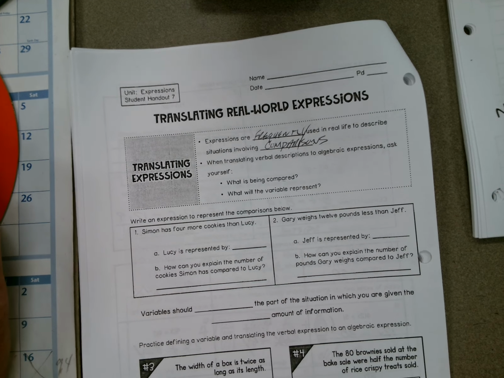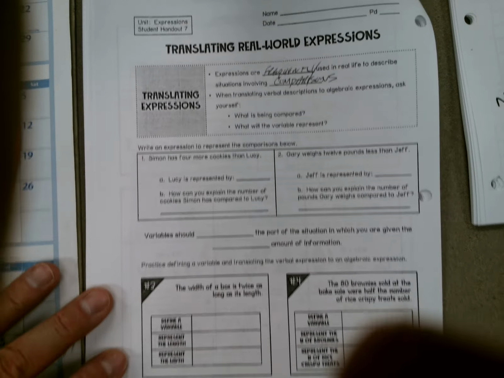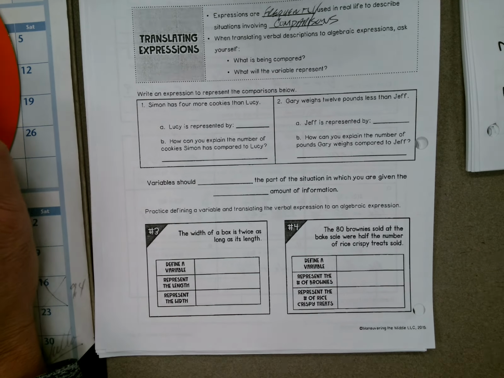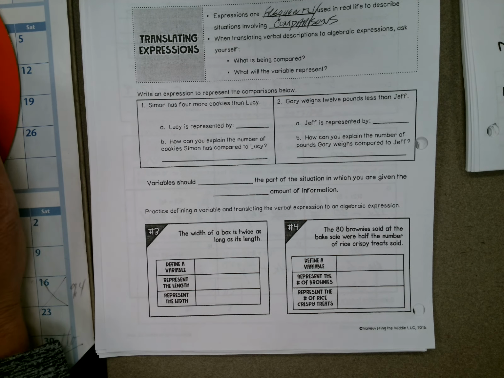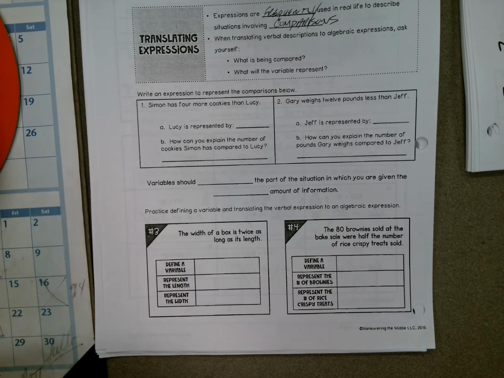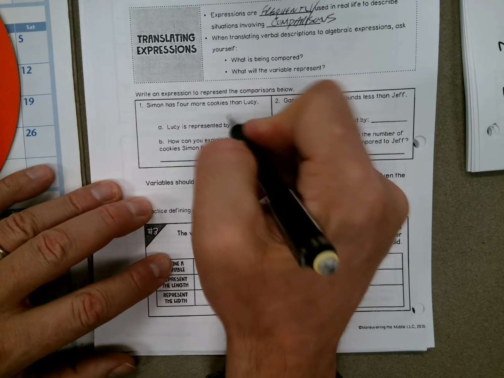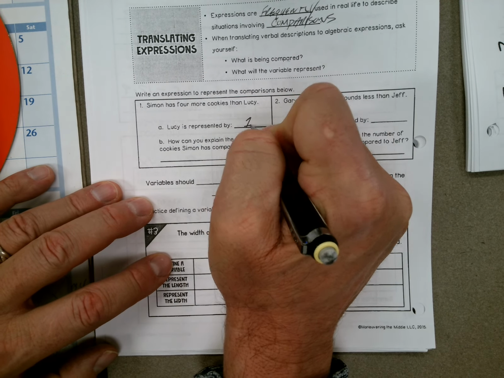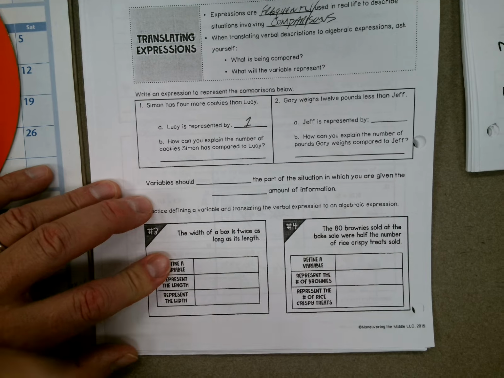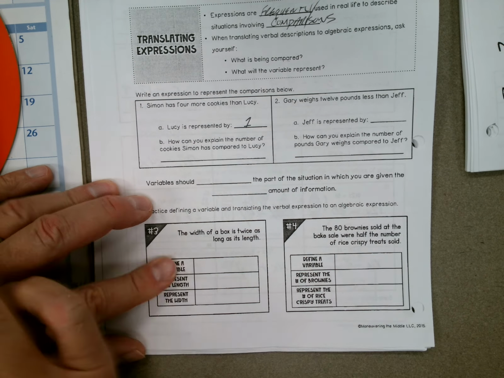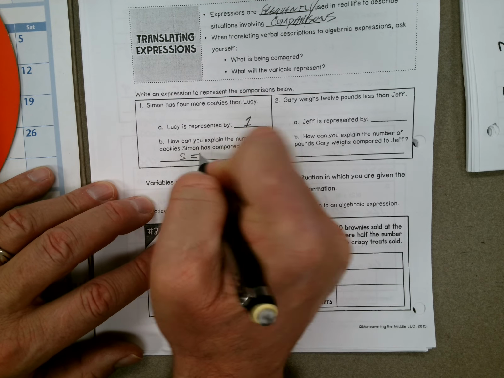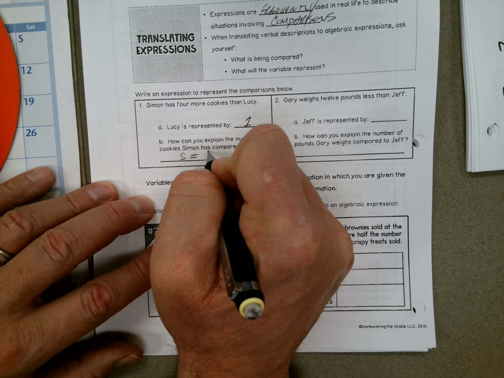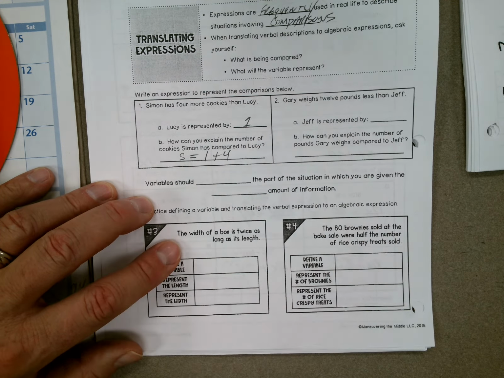Okay. So, let's take a look at number one. Let me slide it up a little bit for you. There we go. Okay. So the first one, Simon has 4 more cookies than Lucy. So Lucy is represented by the number 1. How can you explain the number of cookies Simon has compared to Lucy? Well, here's Simon, and I'm going to call Simon S. All right. Here's Lucy. He has 4 more.